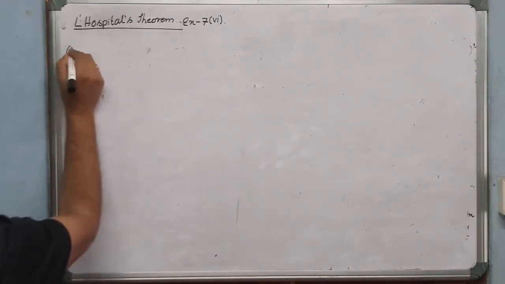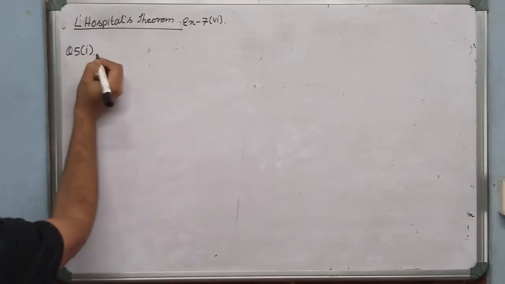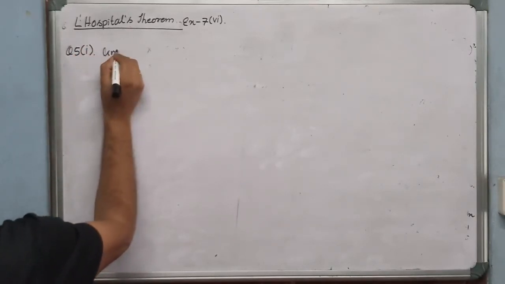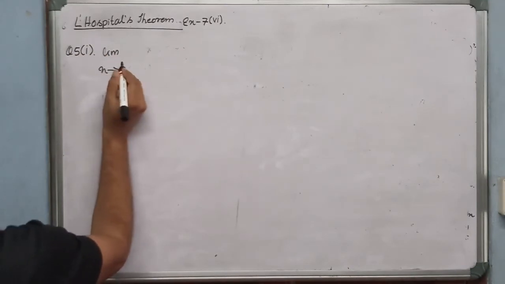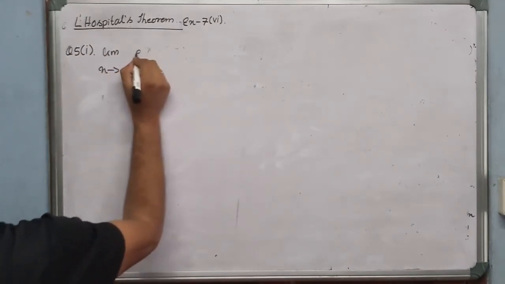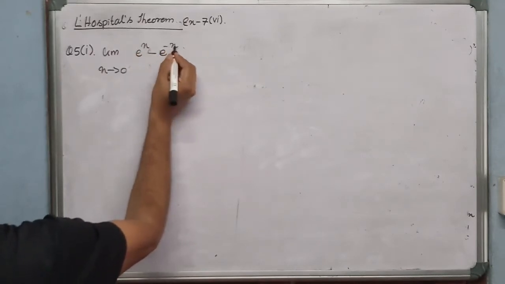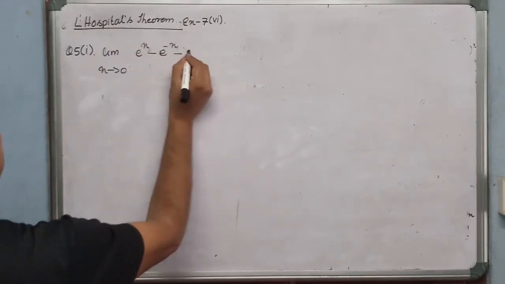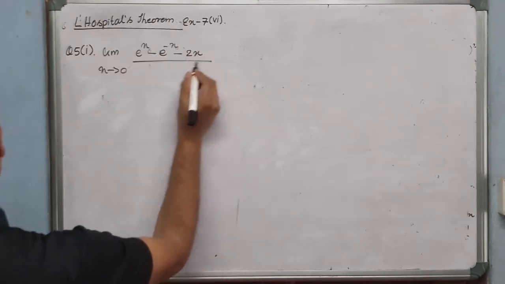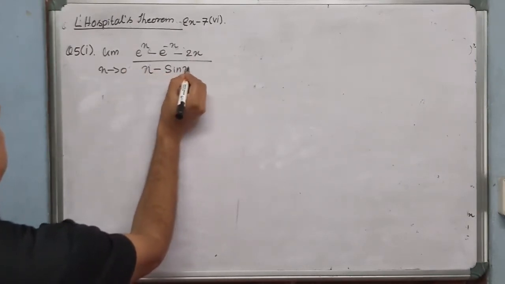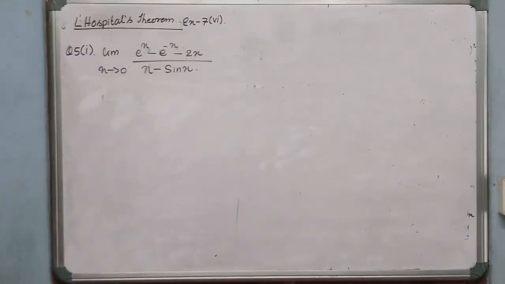Question number 5.1. The limit as x tends to 0 of (e to the power x minus e to the power minus x minus 2x) over (x minus sin x). Now in this question I'll use L'Hospital's theorem.